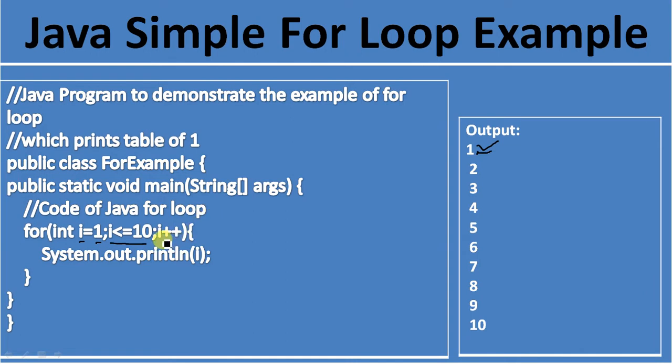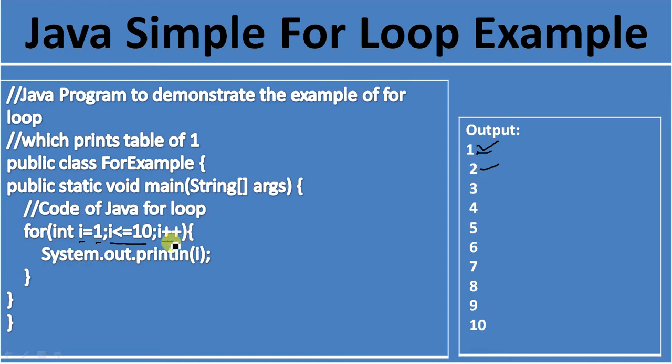Now it increments the value of I by 1, so the value of I will become 2. Now 2 is less than or equal to 10, the condition is true. So again it prints the value of I, which is 2.